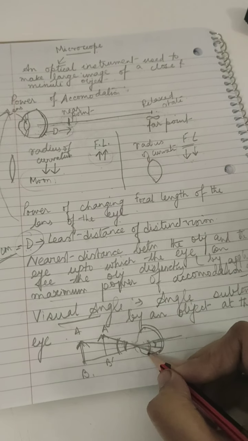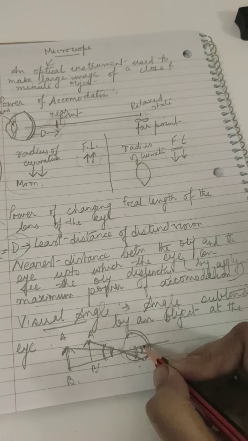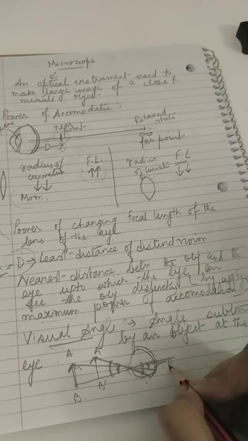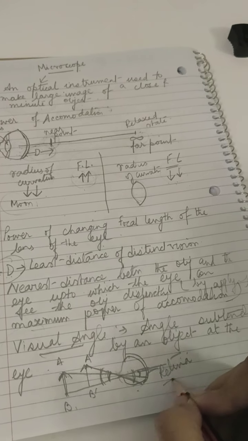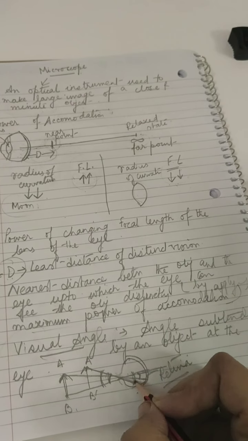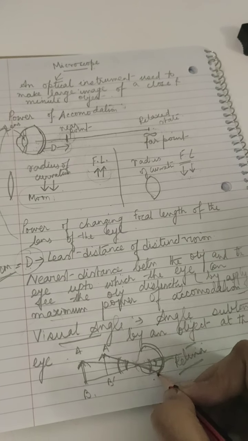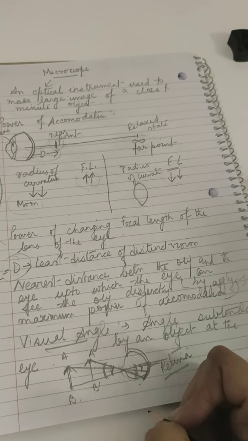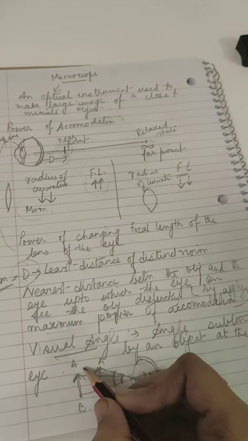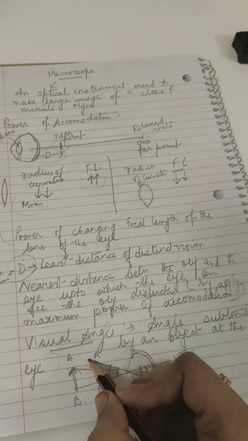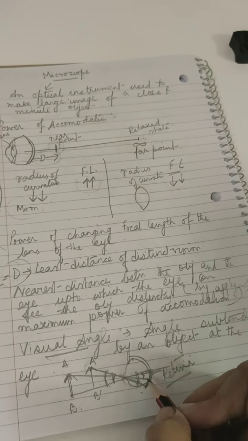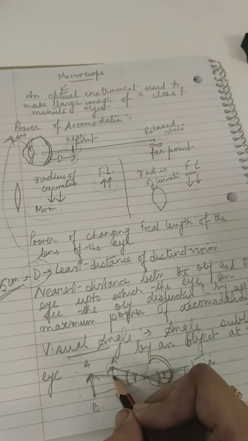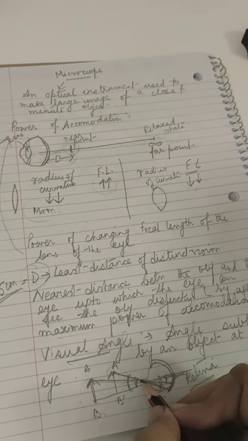So it is the visual angle which, when it increases, increases the image of the object. The image is formed on the retina. This is the retina, the screen on which the image is formed. So when the visual angle increases, the image of the same object increases. So the same object when brought closer to the eye is subtending a larger visual angle. The same object when moved away from the eye is subtending a smaller visual angle.